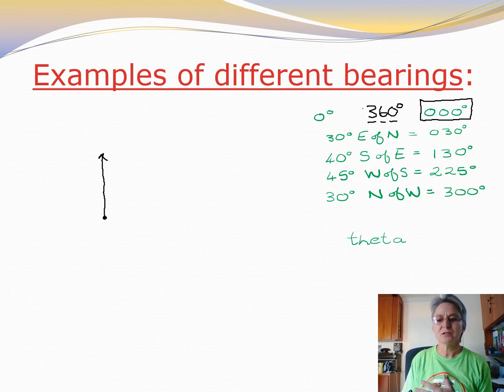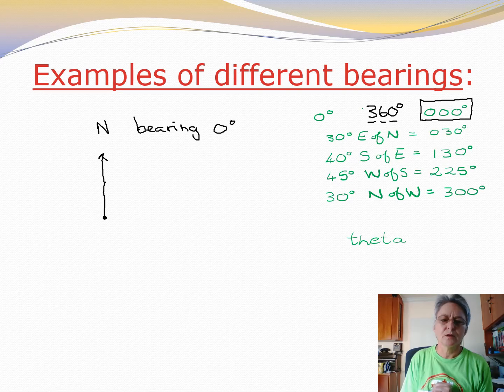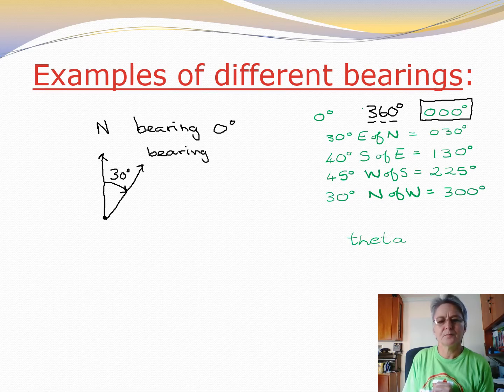So they won't just say 0 degrees. I'm just lazy to say 0 degrees. If you look north, your bearing is 0 or 000 degrees. 30 degrees east of north, so we're looking north and we turn our face 30 degrees east of north. That is a bearing of 30 degrees. So we've done that one and now we've done that one.